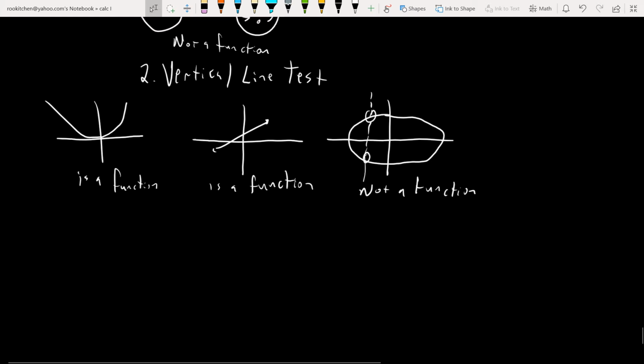Okay, what else can we do with these things? Evaluating, so we're going to have to do a lot of evaluation here. The consensus is that calculus is 99% algebra and 1% calculus.